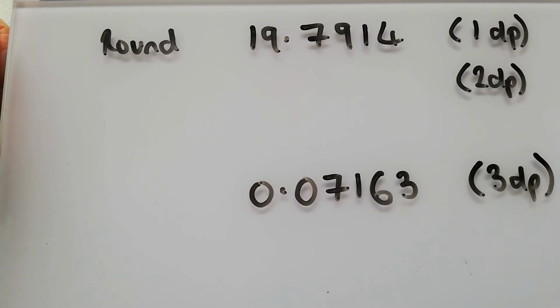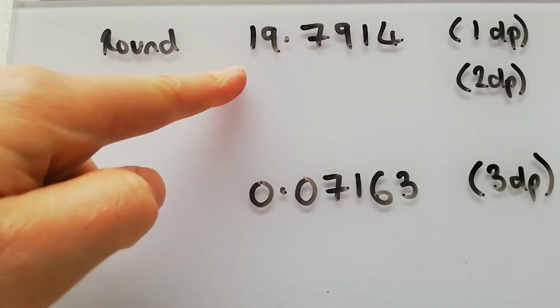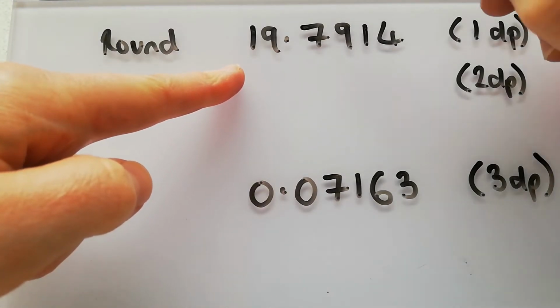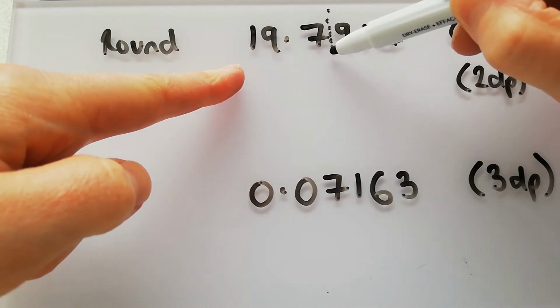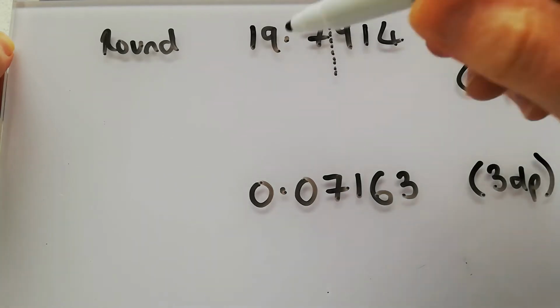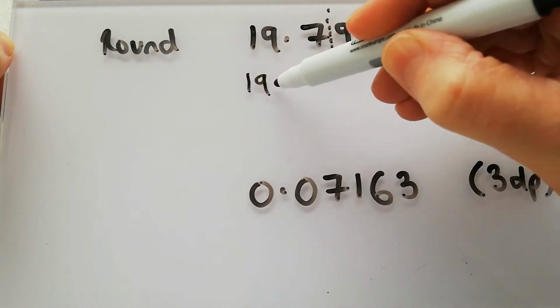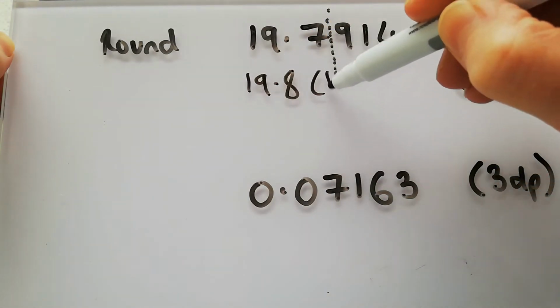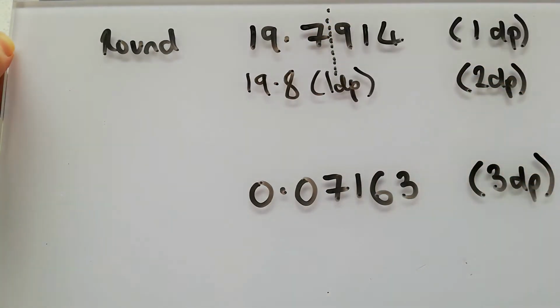Right, so if we first of all round this to 1 decimal place, if I make a cut there after the first decimal place and look at what happens to the right of the dotted line, that's 9, which is bigger than 5, which means the 7 is going to get kicked up to an 8. So that's going to be 19.8 to 1 decimal place.